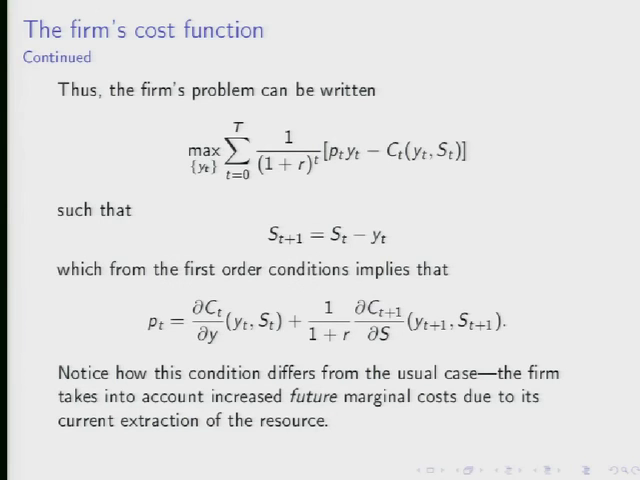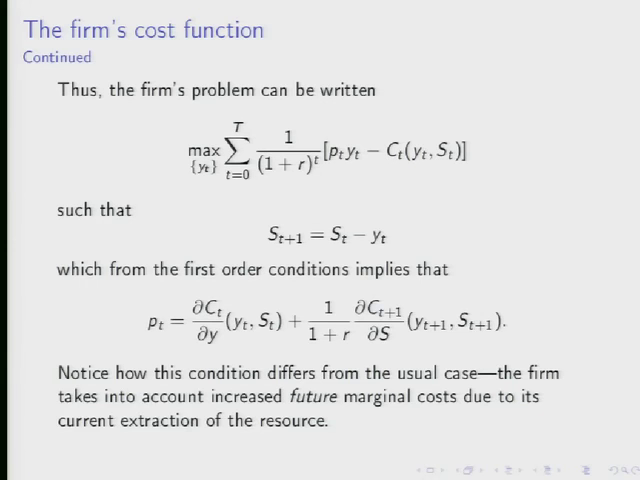Okay, other questions about the setup here? All right, so the firm's problem can be written this way. This is all subject to this constraint, which is going to have to hold in every single period. This is an equality constraint. What I actually want to do is substitute this into the objective function. So this is all the same as maximizing the sum from t equals 0 to capital T of 1 over 1 plus r to the t times p_t y_t minus c_t of y_t, and then I'm just going to substitute in for s_t. So I'll have s_{t-1} minus y_{t-1}.